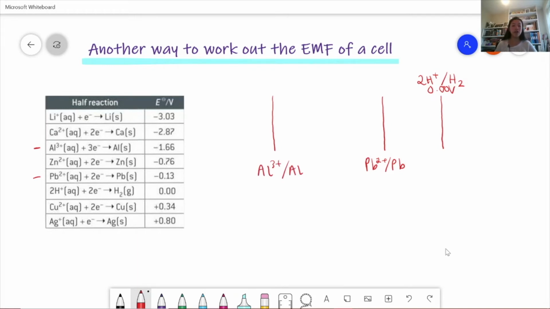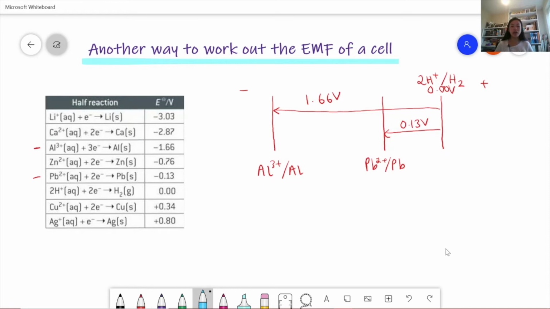And this is going from positive to negative. And so now you can write on the values. So this value here is 1.66, and this value here is 0.13 volts.